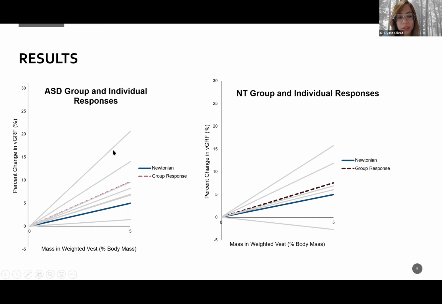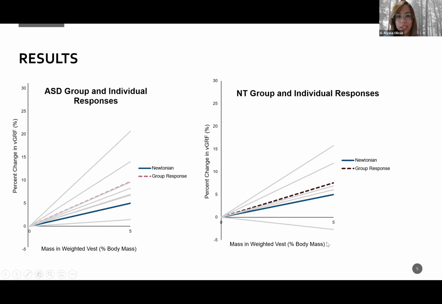And then the gray lines actually represent the individuals themselves and how they responded. So a lot of them also responded with the super Newtonian response, meaning that the percent change was greater than that 5%. In the ASD group, there was one that exhibited a positive biomechanical response, meaning that they did increase their vertical GRF, but just not as much as the 5%. And then in the neurotypical group, there was actually one who demonstrated a negative biomechanical response.